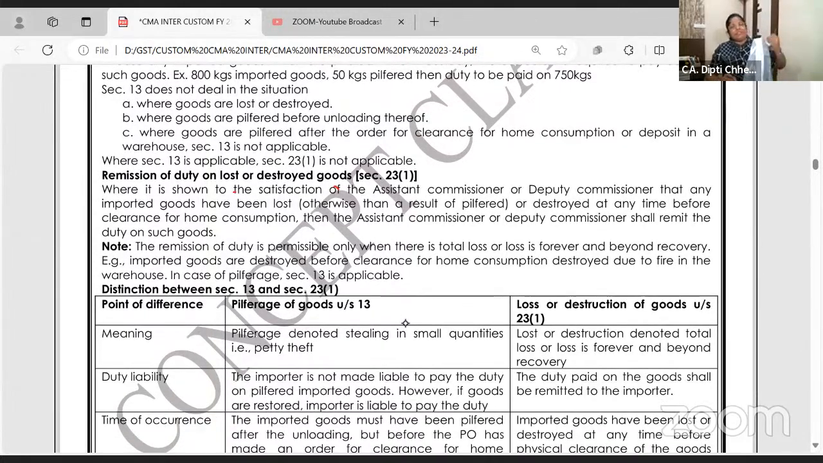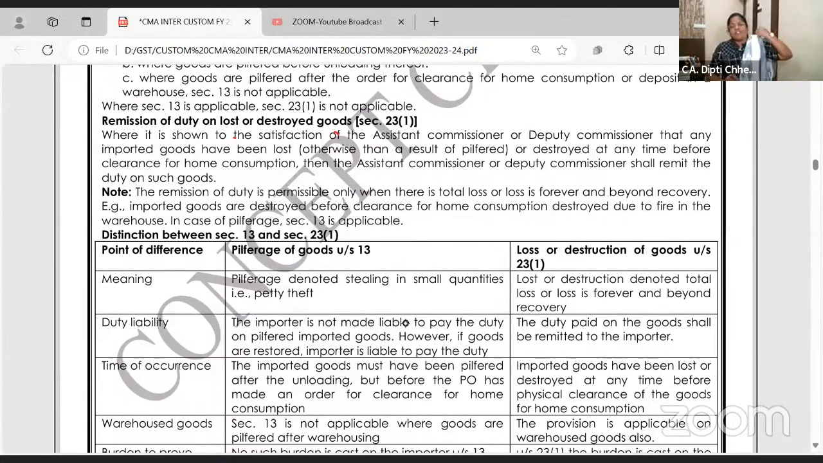Remission of the duty means they'll cancel the duty if the goods are completely destroyed, either in unloading. Sometimes, the goods are not immediately cleared for home consumption. They are taken in the warehouse. So in the warehouse also, if the goods are completely destroyed by water, rain, fire, accident, anything, then that duty is cancelled. Okay? Just brushing up the things.